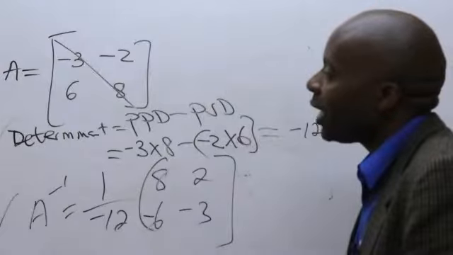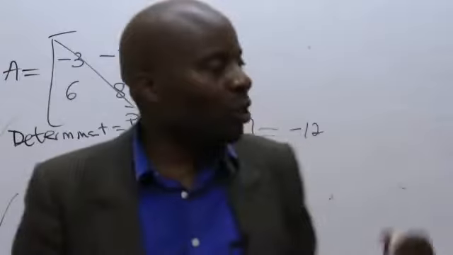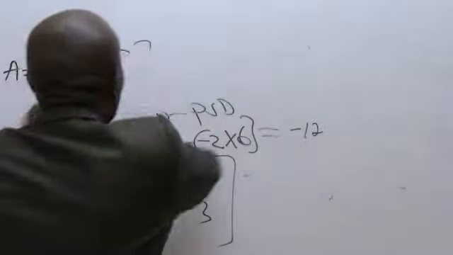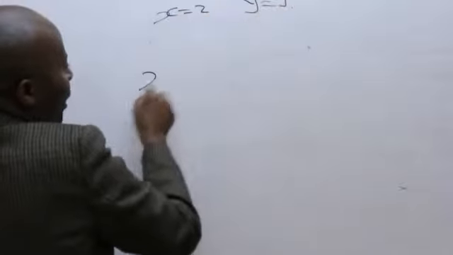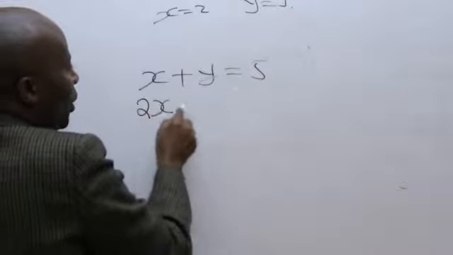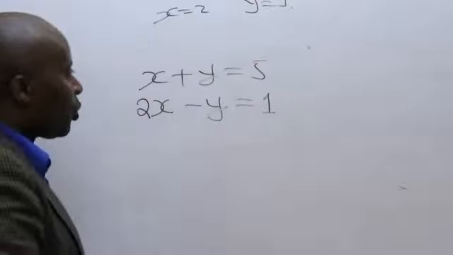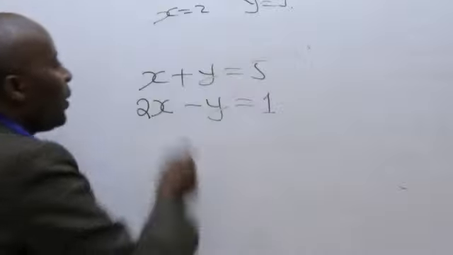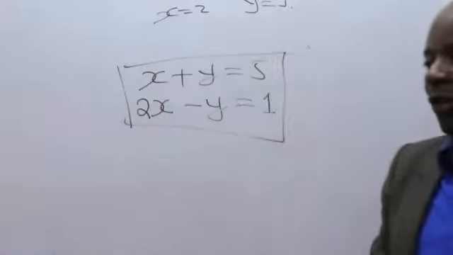So that we don't make reference again to this in the near future, let's come straight away to how we use this particular concept to solve simultaneous equations. If you're given an equation like this, x plus y equals 5, and 2x minus y equals 1, so you're given these 2 simultaneous equations, and then somebody tells you to solve for x and y.